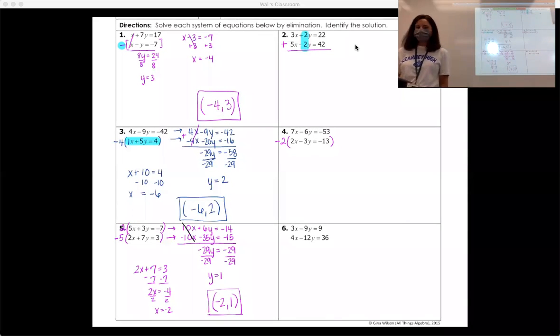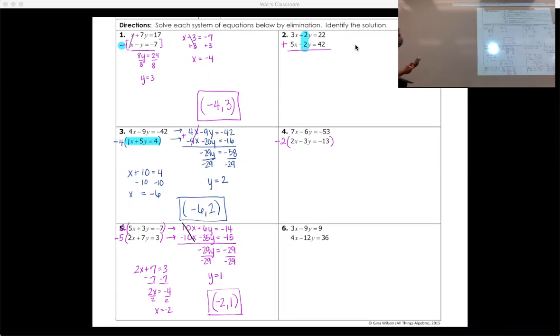All right, so here is number 2. This one you probably didn't set up differently because you already had coefficients that were opposites. So all you had to do is add those equations together, which gives you 8x equals 64. So you get x equals 8, and then plug that back in. You get y equals -1.